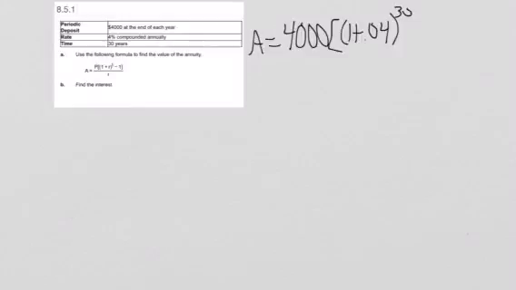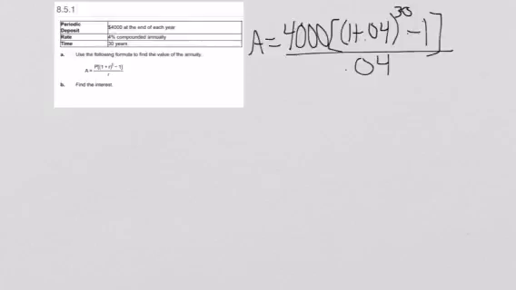So we're just going to plug in. A equals my P, which in this case is 4,000, times 1 plus the rate, which is 0.04, raised to the T, which is 30, minus 1, all that divided by your rate, which again is 0.04.